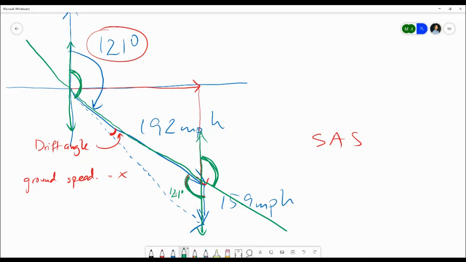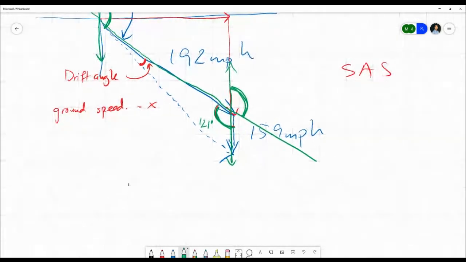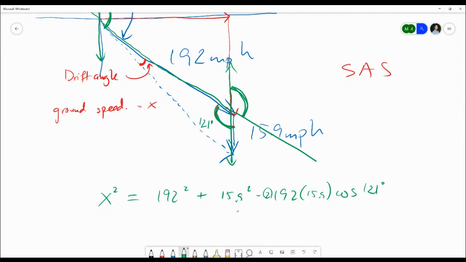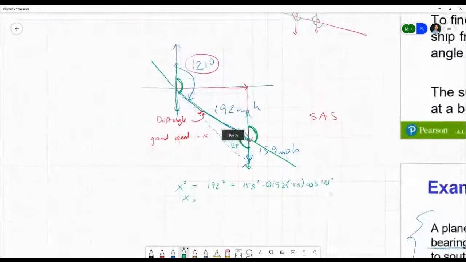All right, so in this example, we have solved that this is 121, so that makes it super easy. So now we can find x. So again, we're going to use the law of cosines. 192 squared plus 15.9 squared minus 2 times 192 times 15.9 times cosine of 121 degrees. Type all that in and then take the square root, and let's see what we got.